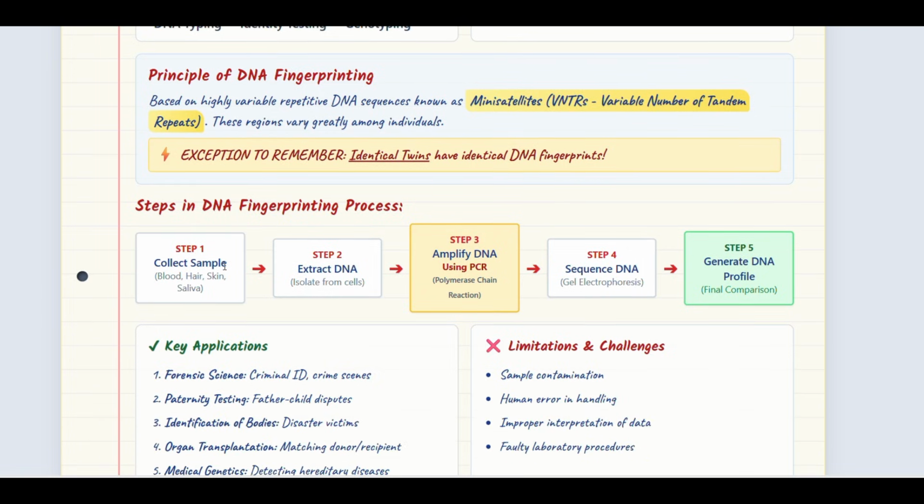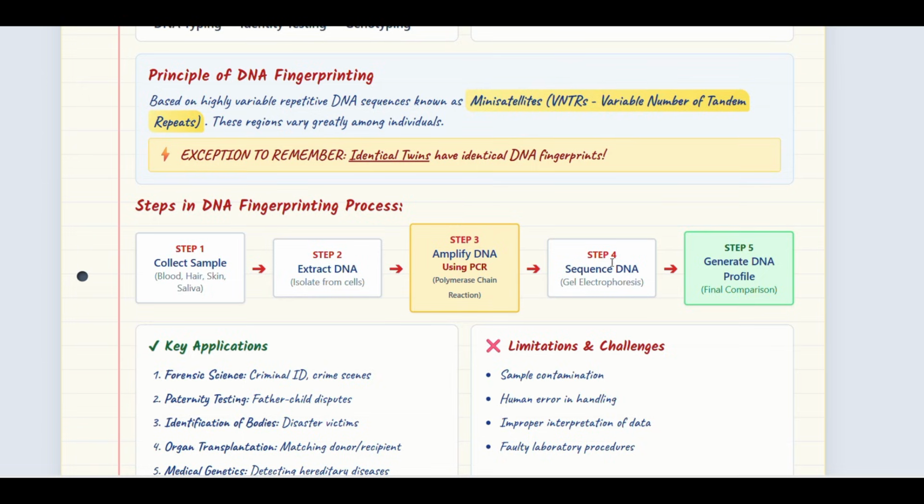What are the steps in the DNA fingerprinting process? First step, collect a sample from blood, hair, skin or saliva. Whatever sample you want, you can collect. Step 2, extract DNA from the cell. Then amplify the DNA using PCR, polymerase chain reaction. Amplify means spreading, lengthening.